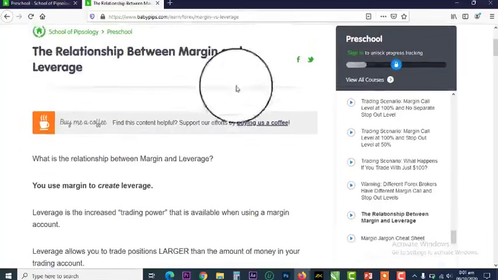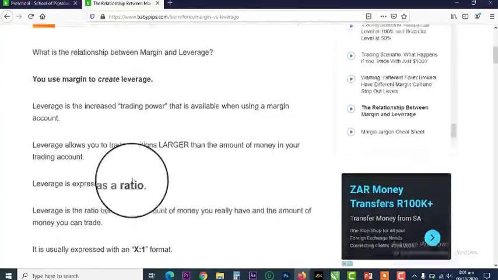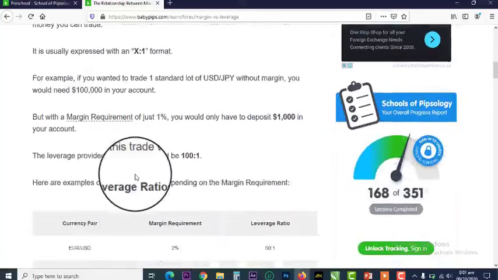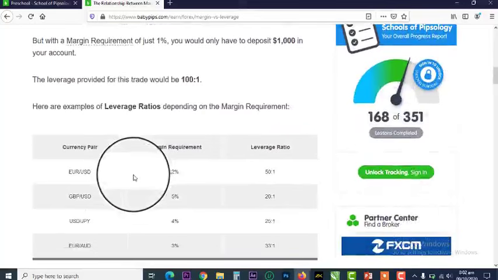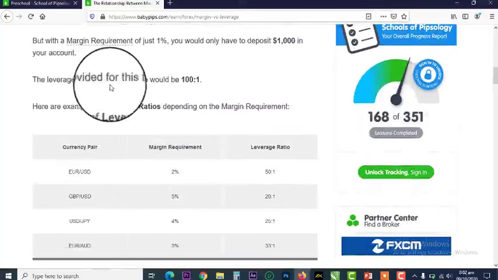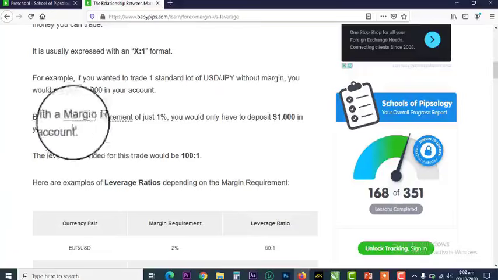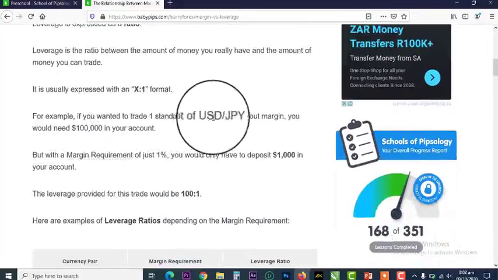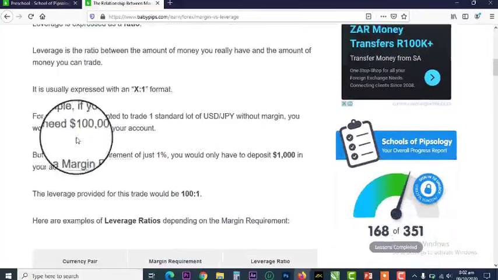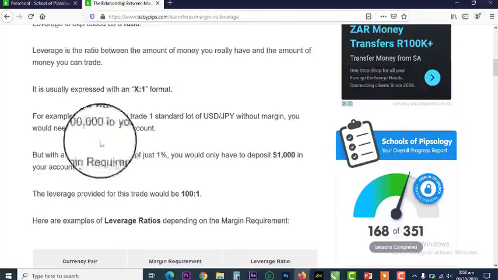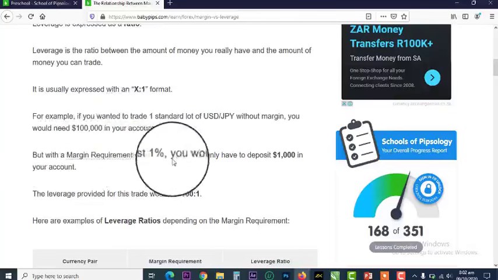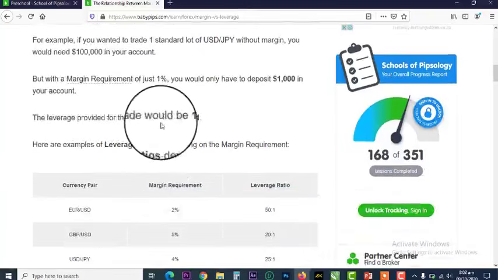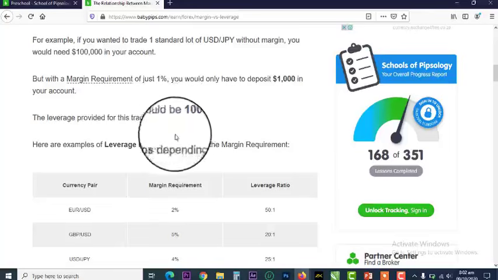So the relationship between margin and leverage. This is what we'll be talking about. Your leverage and your margin, they work hand in hand, right? So let's see, if the leverage provided for this trade, let's just go back a little bit. For example, if you wanted to trade one standard lot of USD/JPY without margin, you need 100,000 in your account, right? But with a margin requirement of just 1%, you would only have to deposit 1,000 in your account. So the leverage provided for this trade is 100 to ratio 1, right?